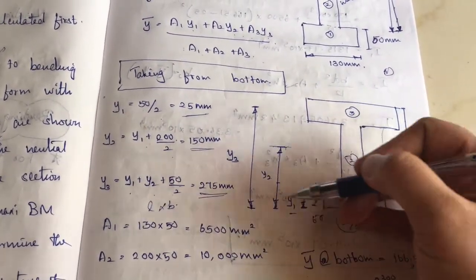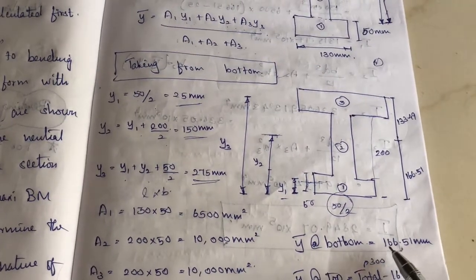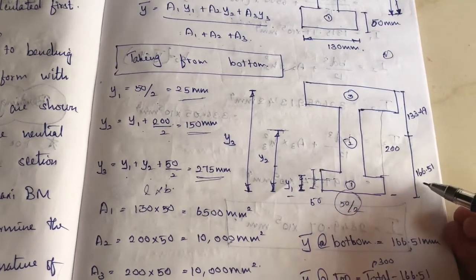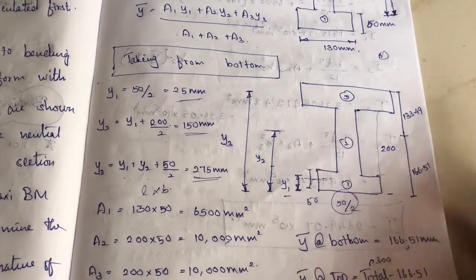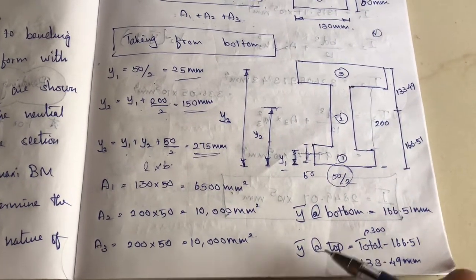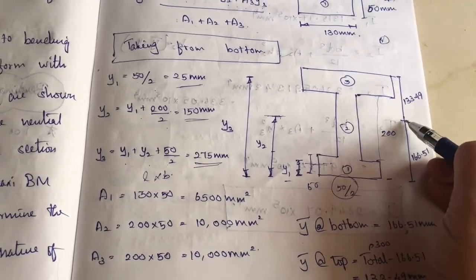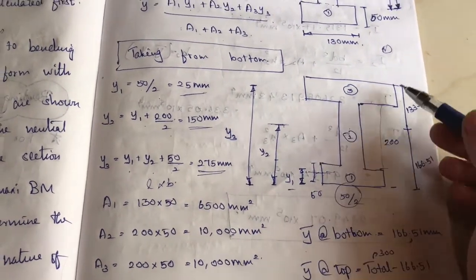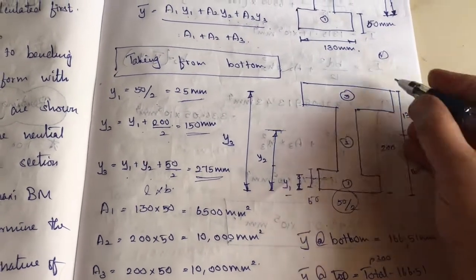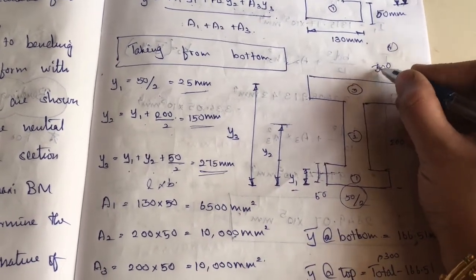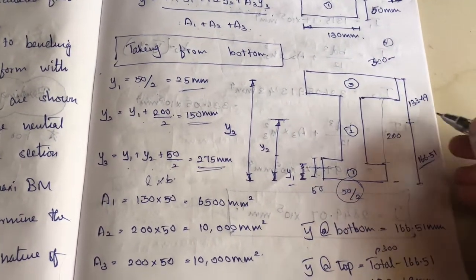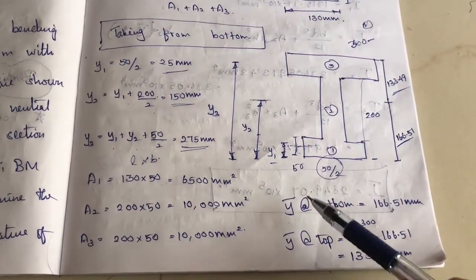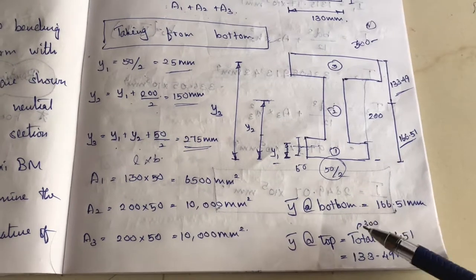This value is from the bottom because we are taking from the bottom, right? The distances are from the bottom, so y bar is also from bottom, 166.51 mm. So from the bottom up to here it will be 166.51. What is the remaining value, y bar at top? For y bar at top, you just need to subtract this value from the whole. Whole means 200 plus 50 plus 50, that is 300. So 300 minus this value will be 133.49. So we have found the center of gravity from top and the bottom.